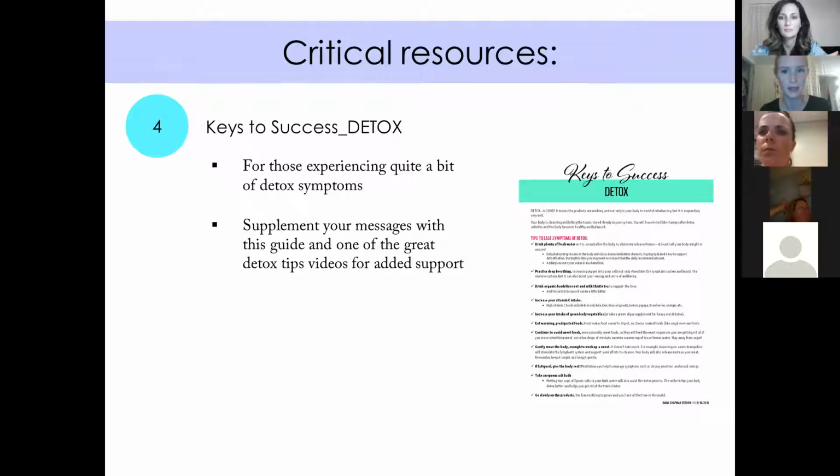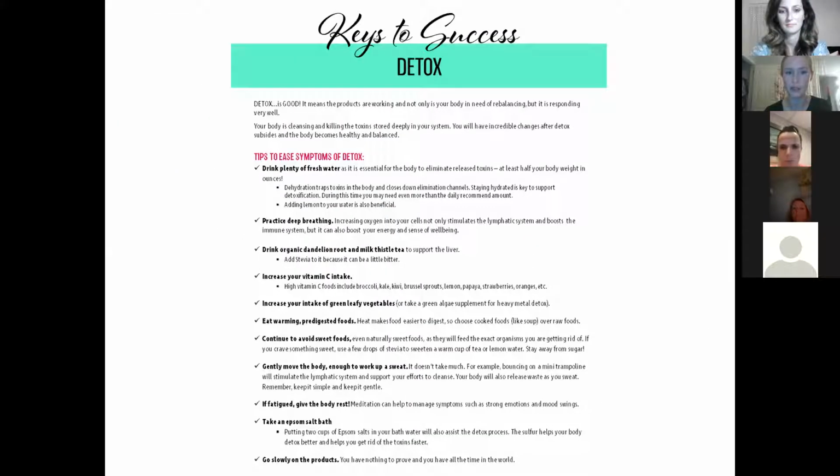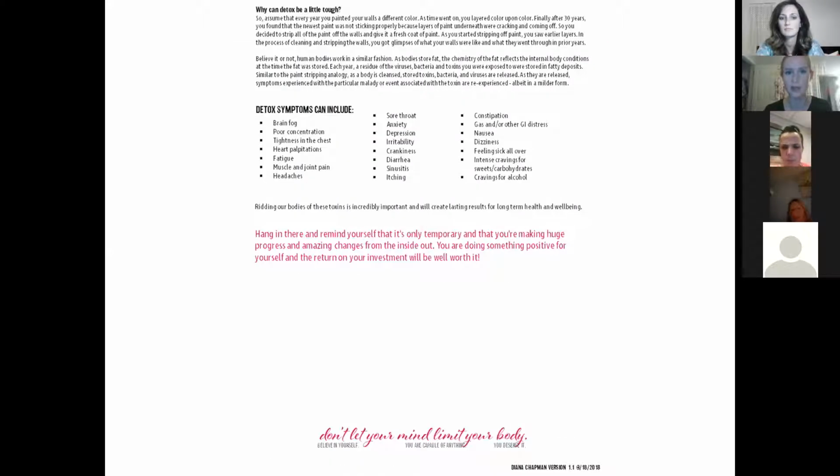And the next is the keys to success with folks who are having detox symptoms. It can be scary for people who don't understand what detox is, or why it's a good thing. It means the products are working and it's exciting, but obviously it can be hard to get through. So this is a resource that you can send to people who are going through detox, to explain tips for ways they can ease those symptoms, as well as explaining what's happening and why it's happening and why it's a good thing.